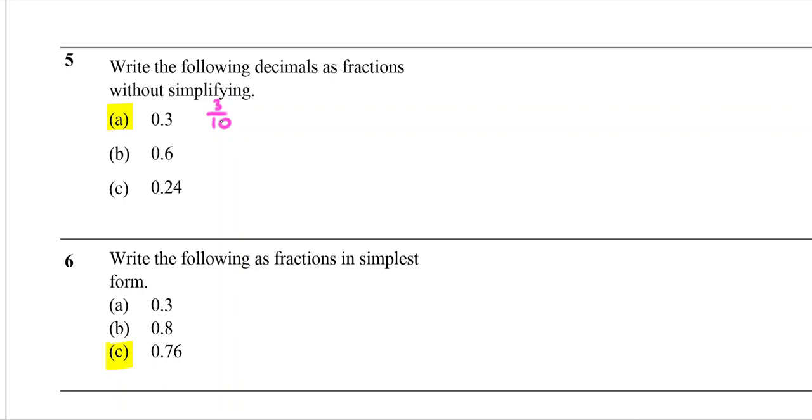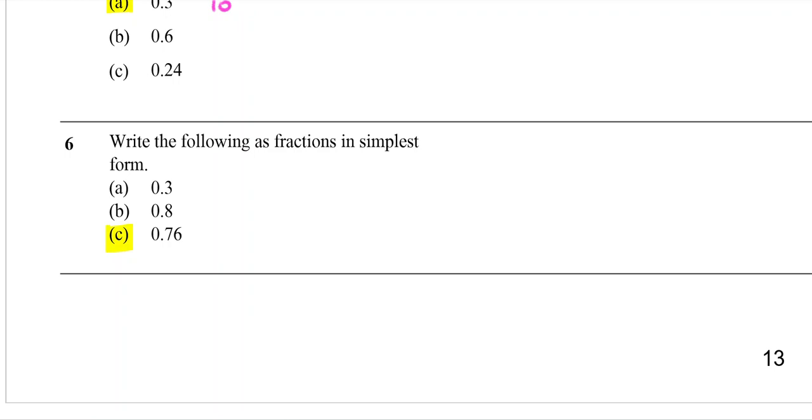These other ones down here would, but you're welcome to just leave that as 6 over 10. Don't simplify it. What would that one be? 24 over 100, because you look at the smallest number here, which is in the hundredths position, so you put it over 100, 24 over 100.